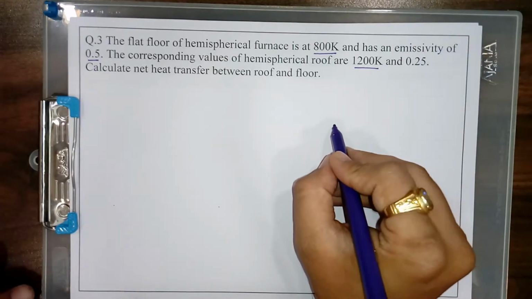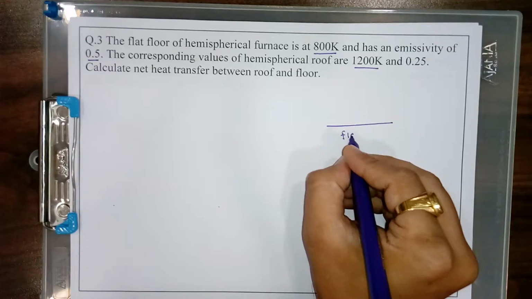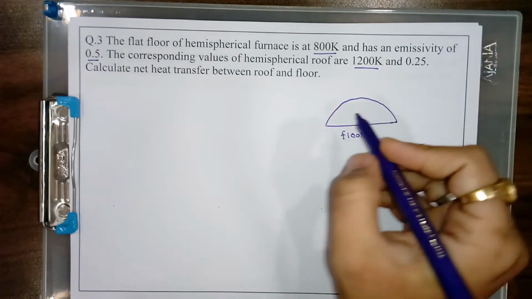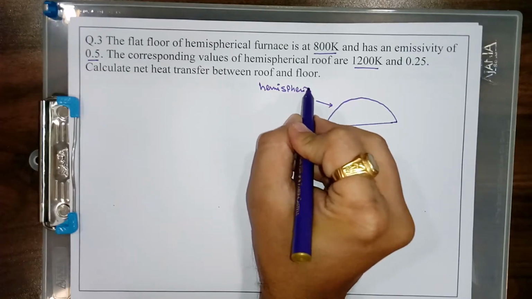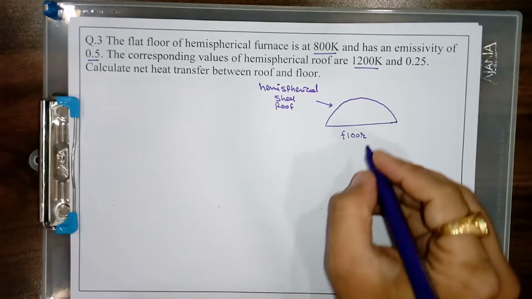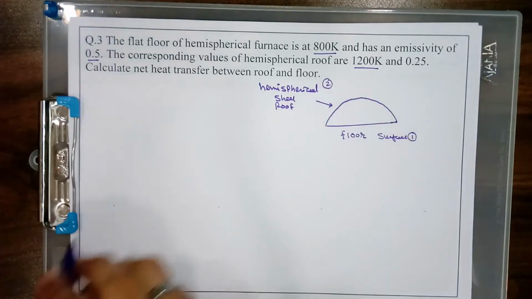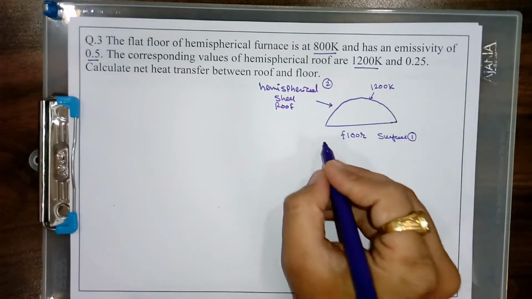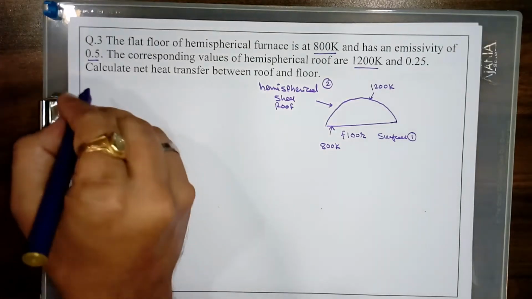So first let us plot the situation. There is a flat floor, and on the flat floor there is a hemispherical shell. So this is the hemispherical shell, or we can write it as roof. We treat the floor as surface 1 and the roof as surface 2. Surface 2 is maintained at 1200 Kelvin temperature and the floor is maintained at 800 Kelvin. So we will write down the given data.